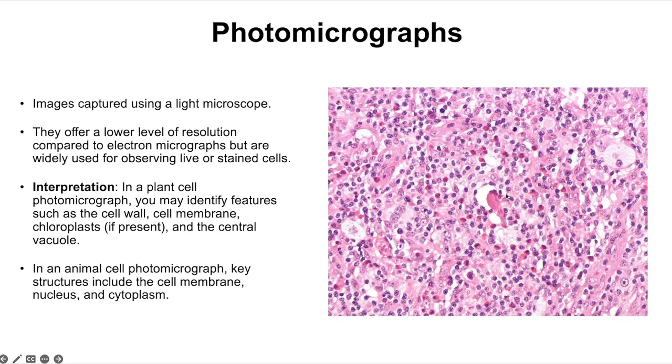So we then go on to photomicrographs, which is how you can identify these different organelles from images taken under the microscope. And a photomicrograph is an image that's been captured by a light microscope. They offer a lower resolution because of everything we said about the microscopes. So the light microscope, the image is created using light, which has a longer wavelength of light. But what you can work out from this is, in plant cells, you might be able to identify features such as the cell membrane, chloroplasts, and the vacuole. In animal cells, you'll be able to see key structures like the cell membrane, nucleus, and cytoplasm.